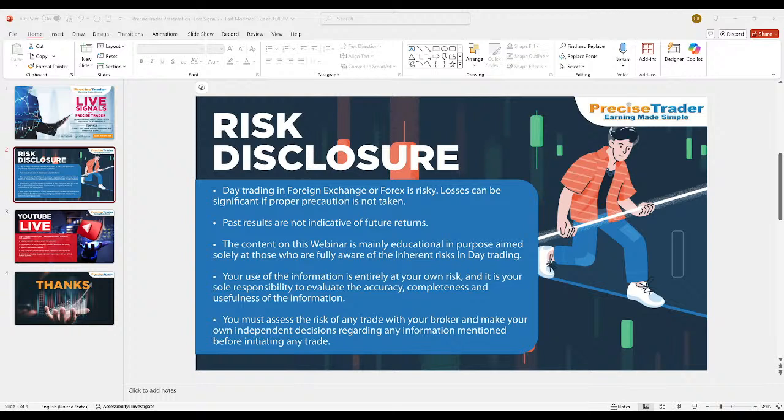Do take note of the risk disclosure. Day trading in foreign exchange is risky. Past results are not indicative of future returns. The content of this webinar is mainly for educational purposes, and you use the information entirely at your own risk. You must assess the risk of your trade with your broker before you put in your trades.